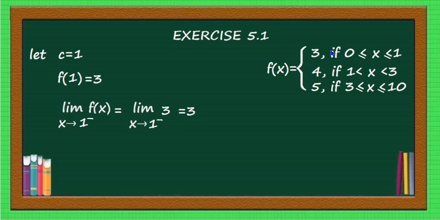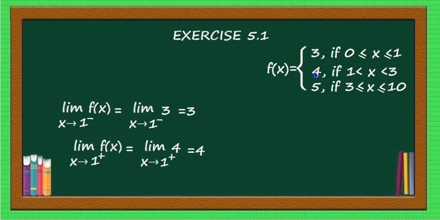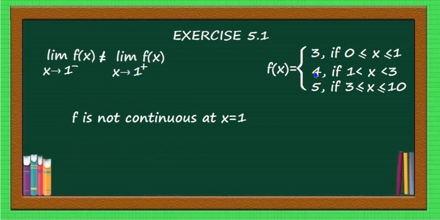And limit extending to 1 plus f of x. 1 plus means greater than 1. When it is slightly greater than 1, the function is defined as 4. And that's why limit extending to 1 plus f of x is equal to limit extending to 1 plus 4, which is equal to 4. Here the left hand limit and right hand limits are not equal. Limit does not exist. Therefore, the function is not continuous at x equal to 1.